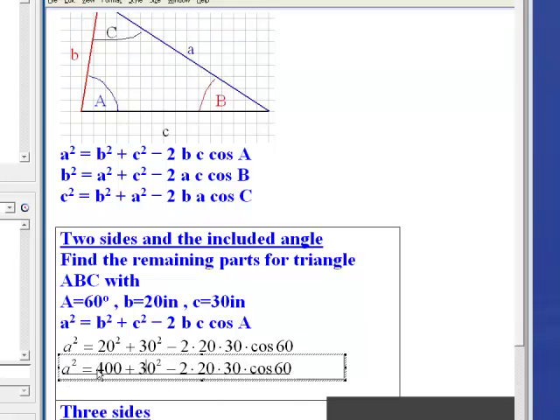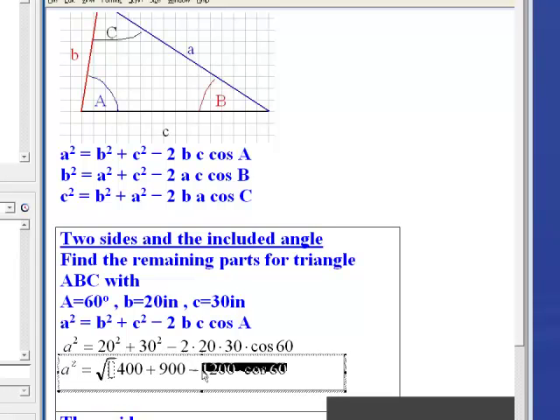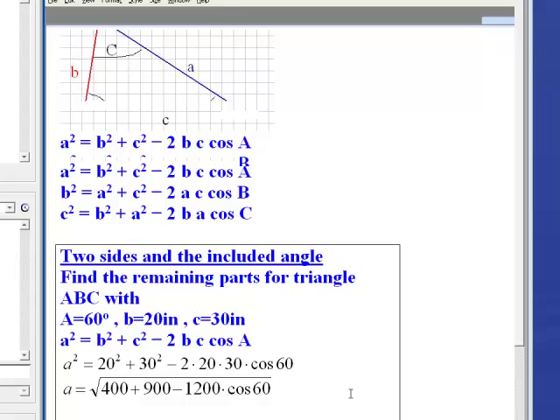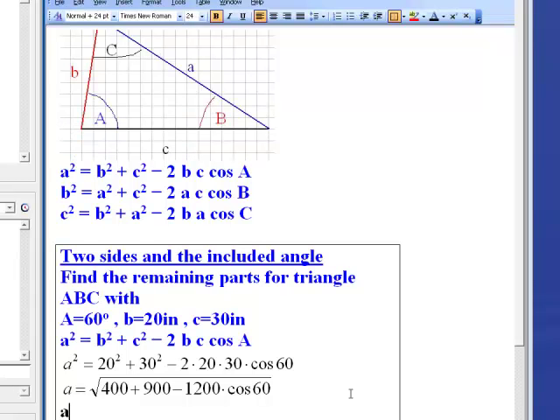It's, of course, 400 plus the 900 right here, and that's going to be, let's see, 600 times 2 is 1200. 1200 times cosine 60, which we know is 1/2. And let's see, we're going to take the square root of the entire thing here. There we go. Get rid of the square over there. And on the side on my calculator, I'm going to calculate what we come up with.